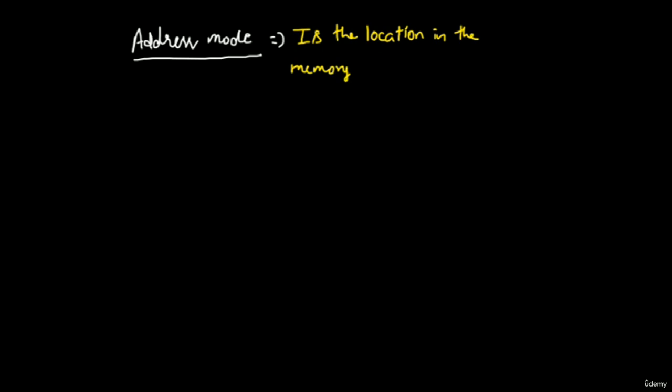So addressing mode is the location in the memory that is going to take a particular kind of instruction and give us a particular piece of information that is being stored at that point. So this is about the addressing mode. With all that in brief, we will come back to this one again.